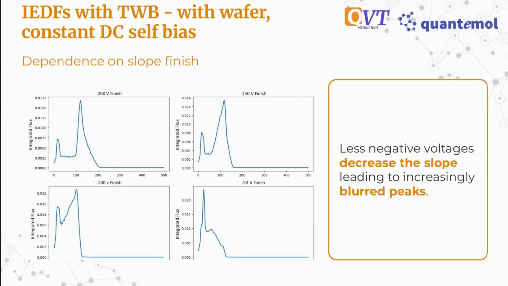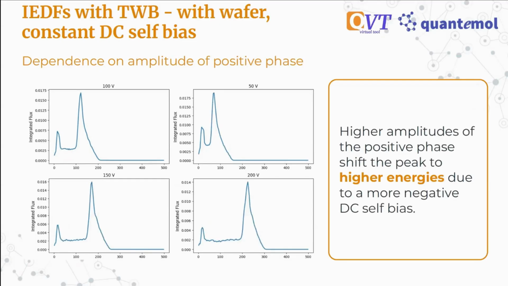What does actually have an impact on the position of the peak is the amplitude of the positive phase. Here we just changed the amplitude of the positive phase, and you see it doesn't really impact the shape of the peak, but it does change the position. Larger amplitude basically means you get a more negative DC self-bias, and this gives you these higher energies, but it doesn't change the peak.